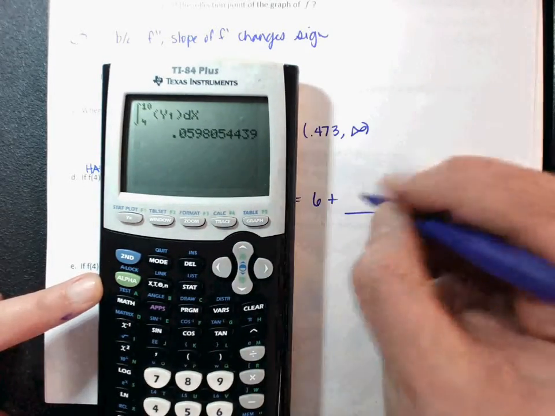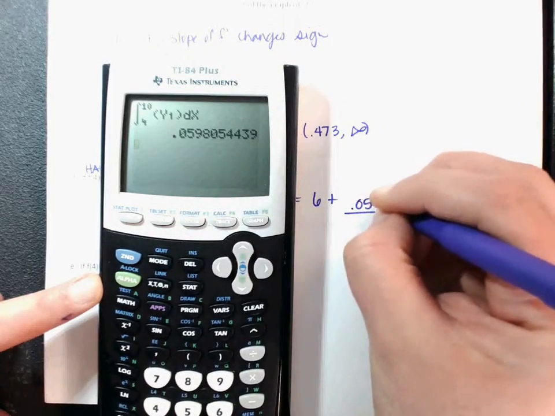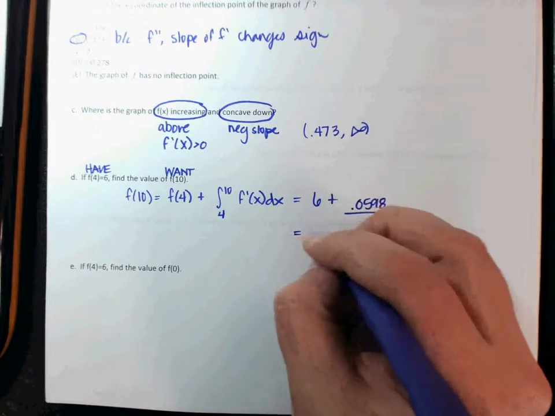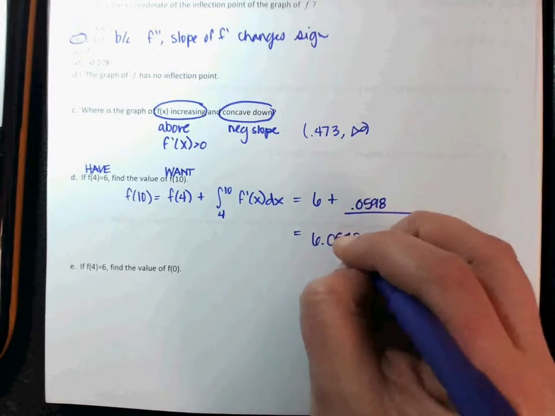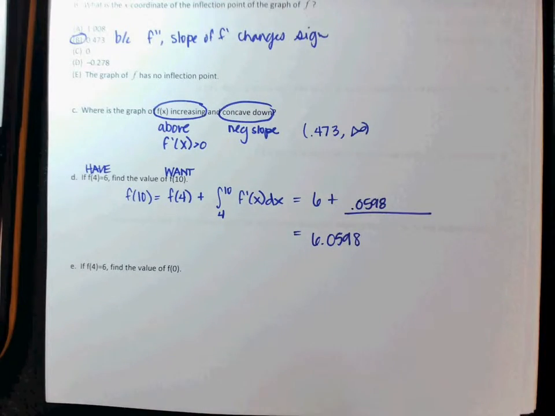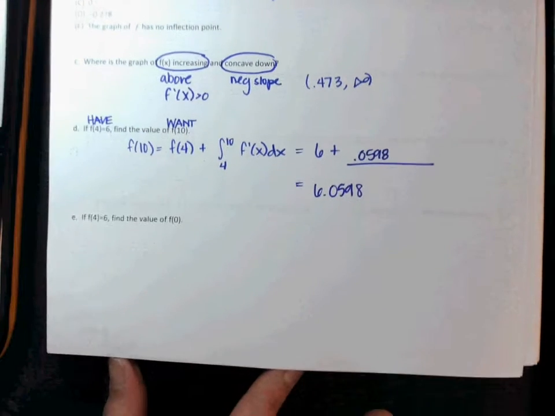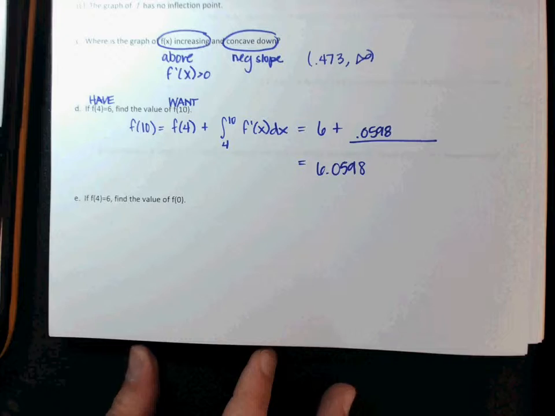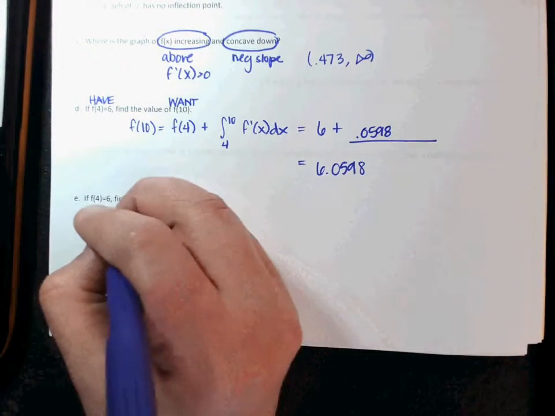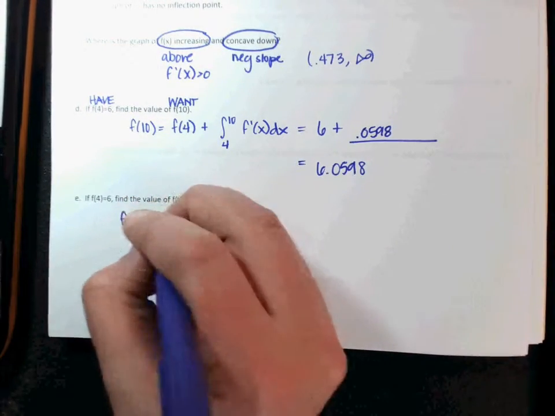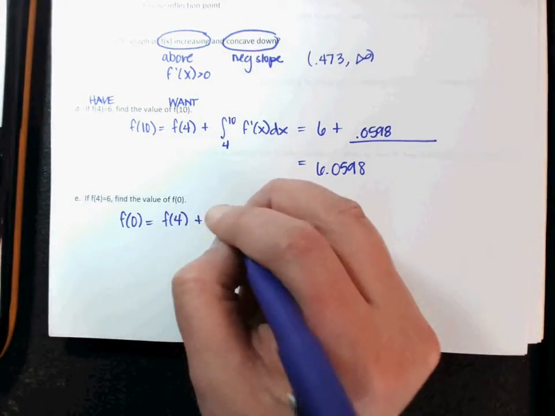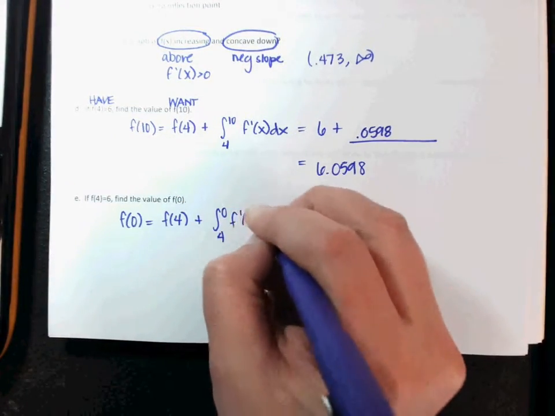So 4 to 10 is 0.0598. Add that to 6, 6.0598. Then it says to find the value of f of 0. This is another version B. F of 0 equals f of 4 plus the integral from 4 to 0 f prime of x dx.